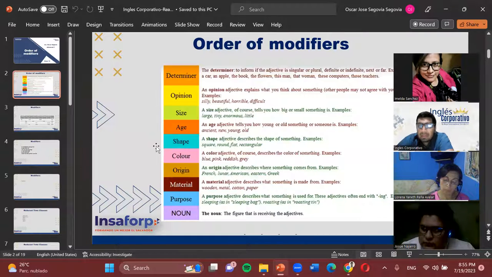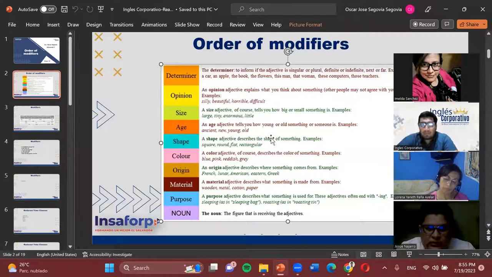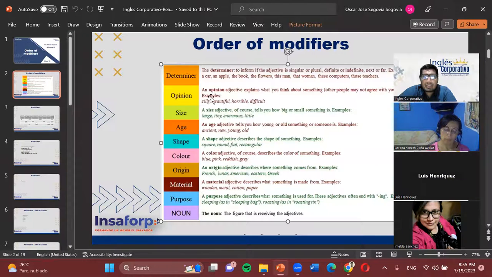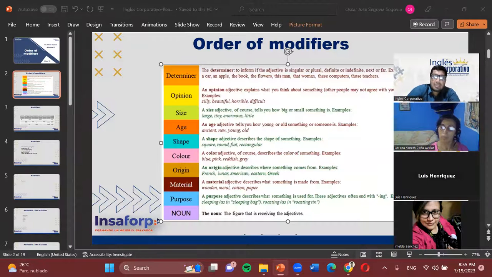Sure. Yes. I have an example. I can understand that French old book. No, sorry, old French book. I can understand that old French book. All right, great. Because yes, we first mention the age and then the origin. Very, very good. Let me see if I can send that sentence through the chat so that we can also have it as a reference.